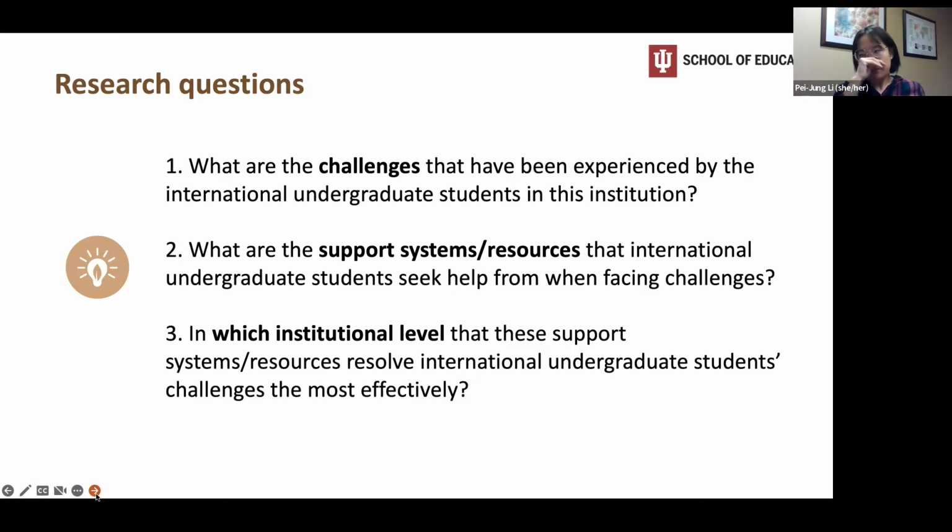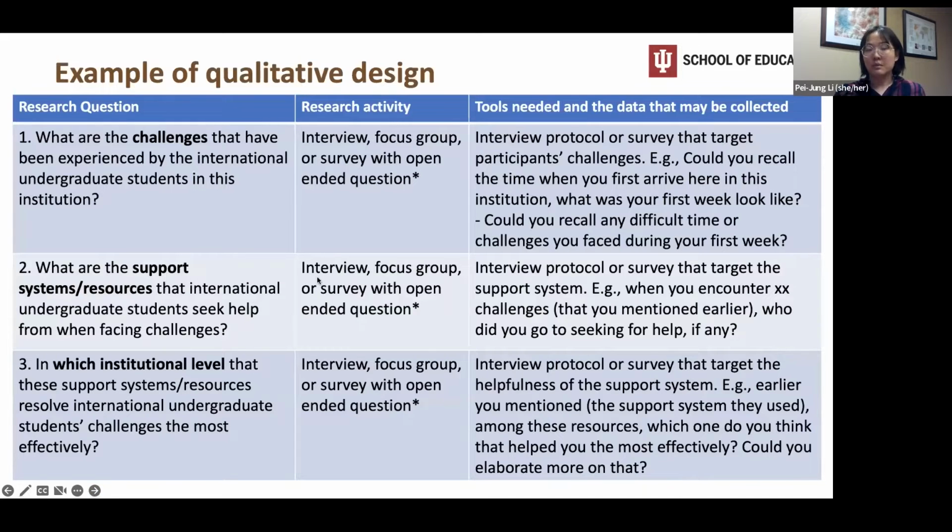And again, that also demonstrates how this process is made. So here, on the next slide, I'm providing some examples of specifically qualitative research designs that could help to answer each of these questions.